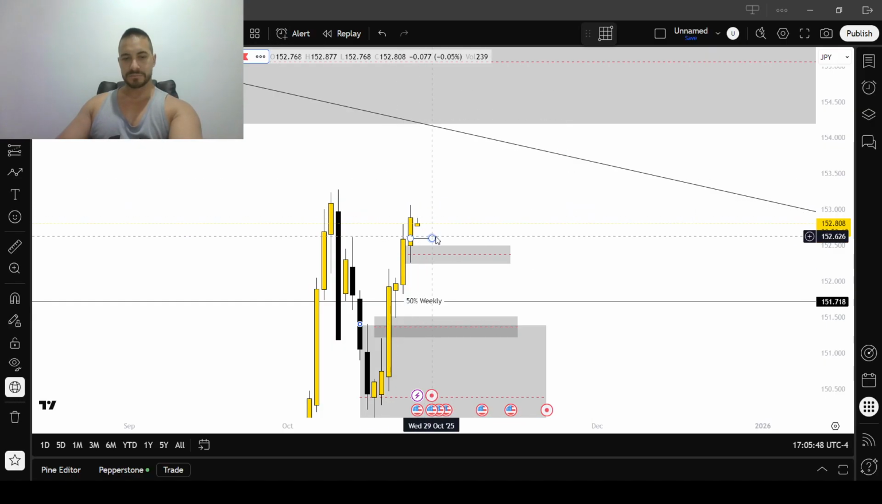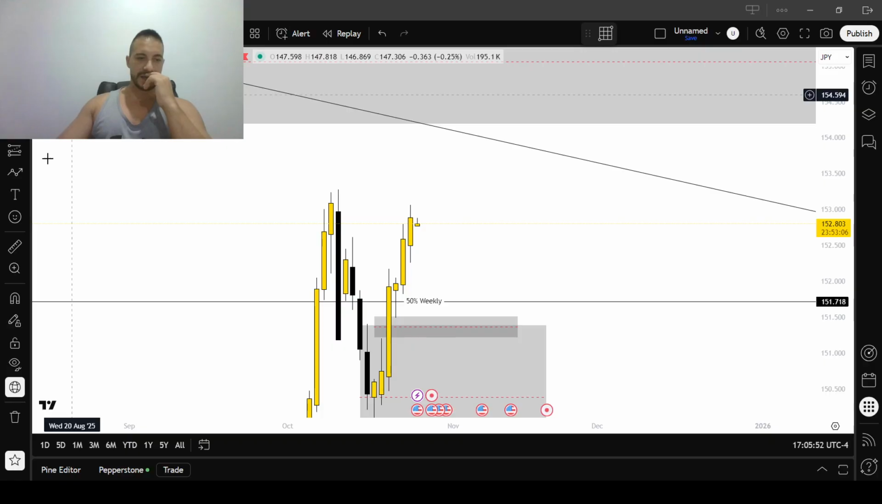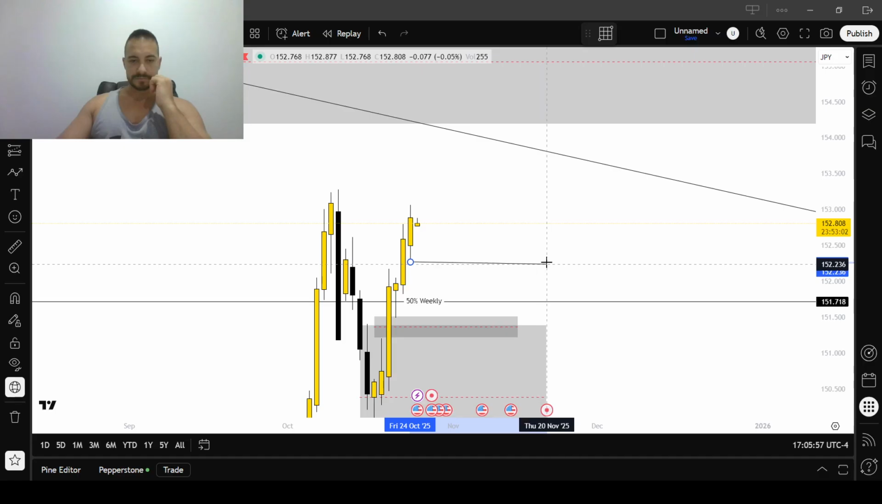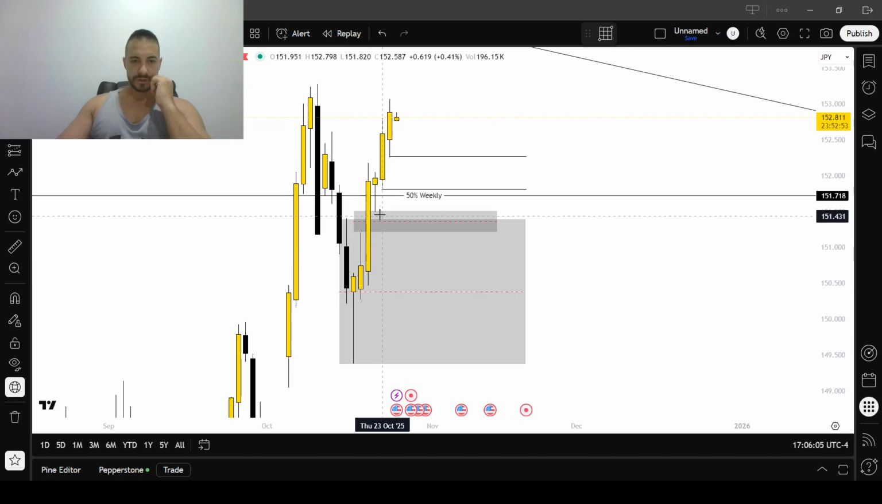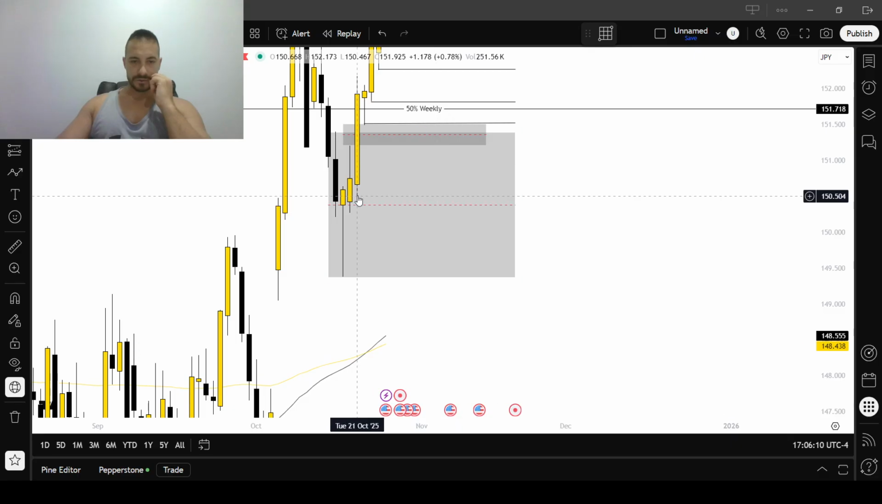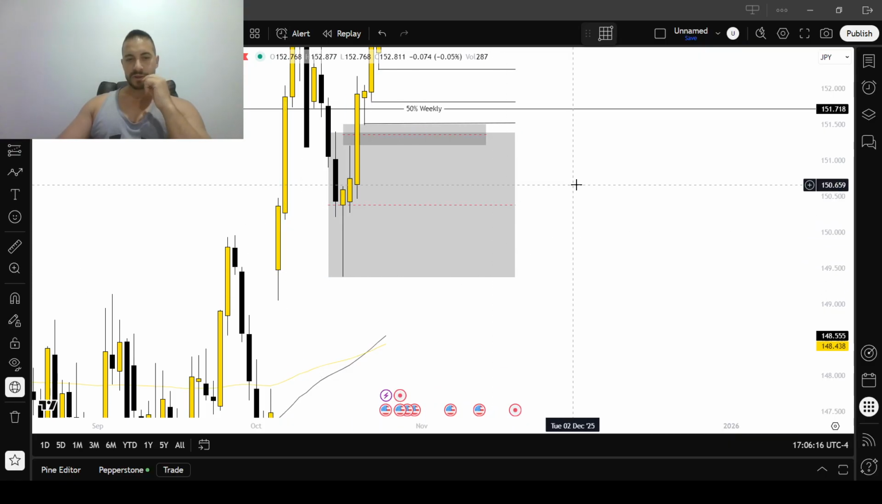let's just clean this chart up a bit. You have a couple ways you can enter. You could have a buy order here, buy order here, buy order here, and so on. You can put a buy order up to here. I wouldn't go any further than this because this low might get swept.